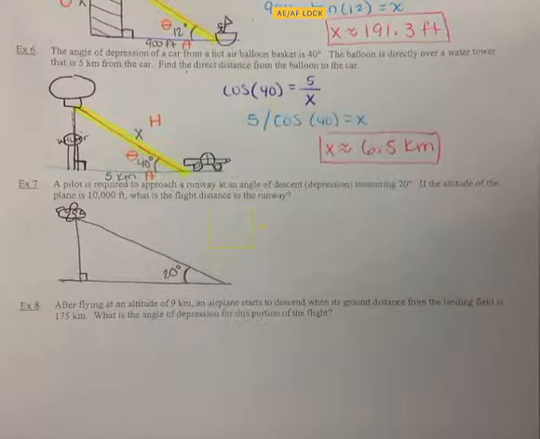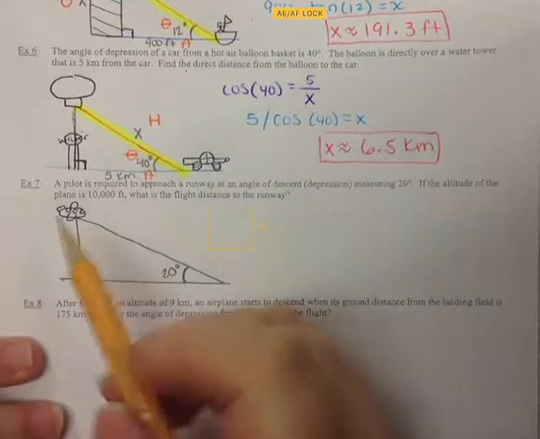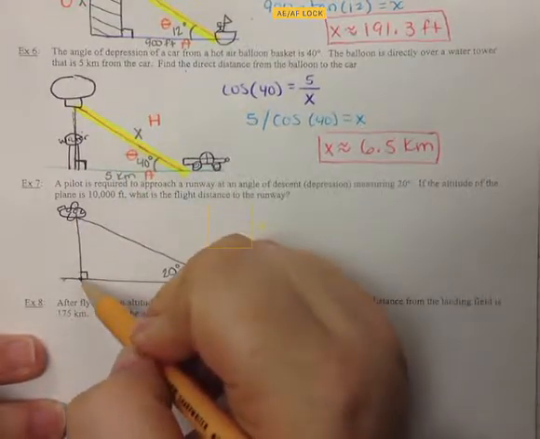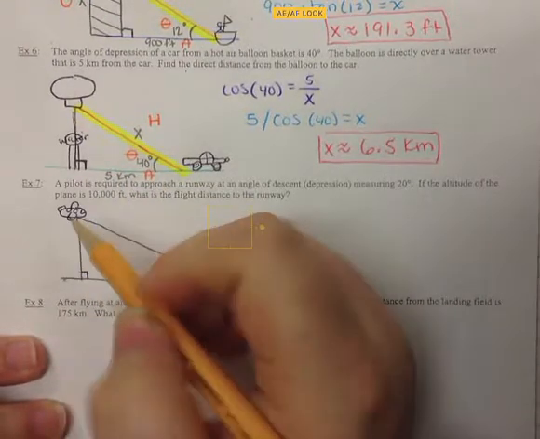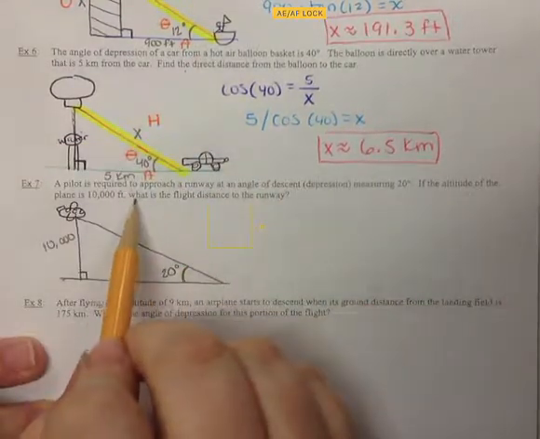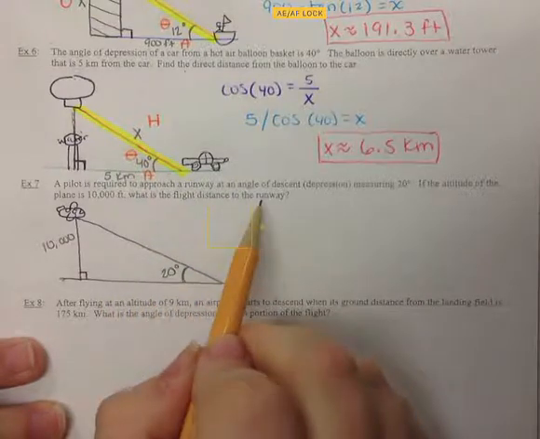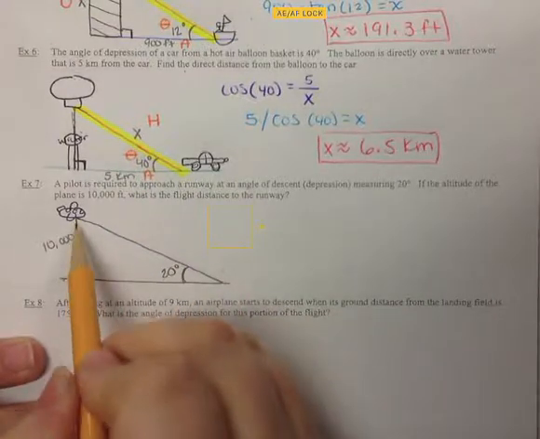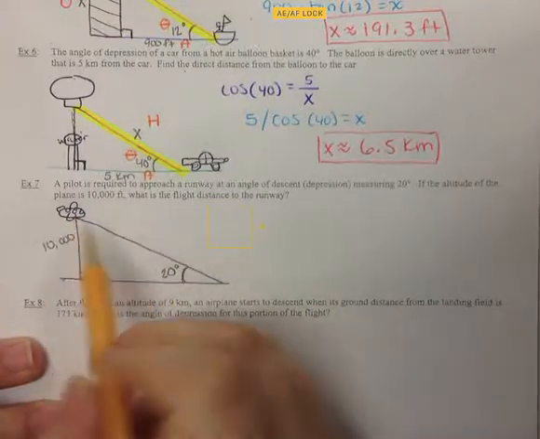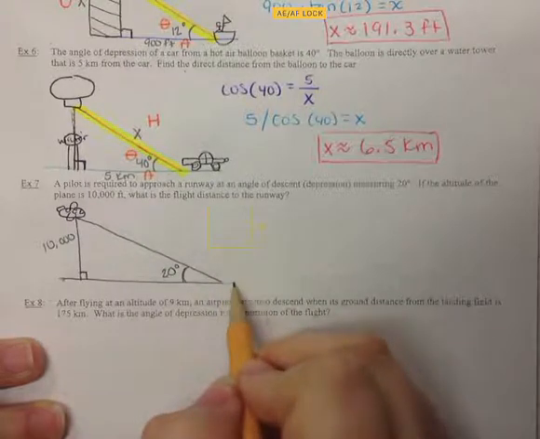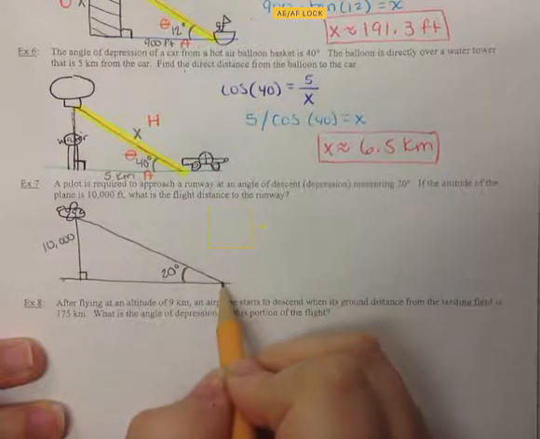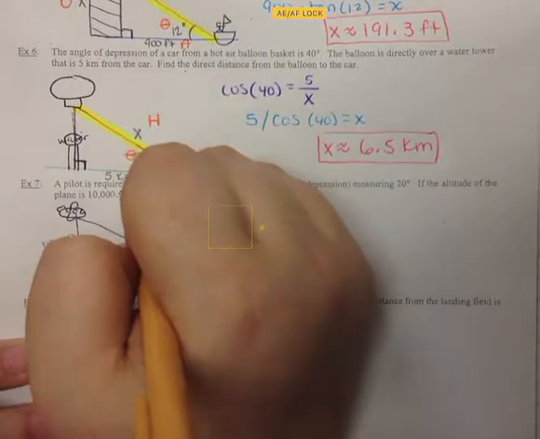If the altitude of the plane, altitude means the height of the plane. So right now it's at 10,000 feet in the air. So the altitude is from the bottom, the ground, up to the plane. This is our 10,000 feet. So then it asks, what is the flight distance to the runway? So the plane is not going to go down. It's going to fly at a diagonal. So the flight distance to the runway, this is your runway right here. So from the plane to get to the runway, that's where we're looking for. This is where we put our X.